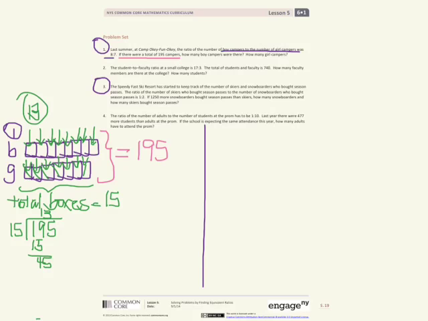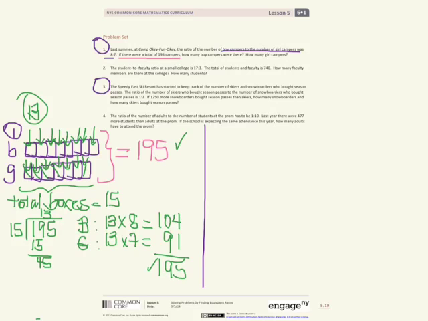So now I can solve the problem. I can take the boys, and I can take 13 and multiply that by the number of boxes I have, which is 8, which means I have a total of 104. And for girls, I'm going to take that value of 13 and multiply it by 7, and I get 91. So how many boy campers were there? 104. How many girl campers were there? 91. And just to double check, I can add these two values together, and look at that, I get 195. So that's when I have a total.